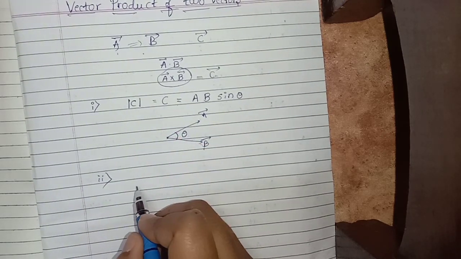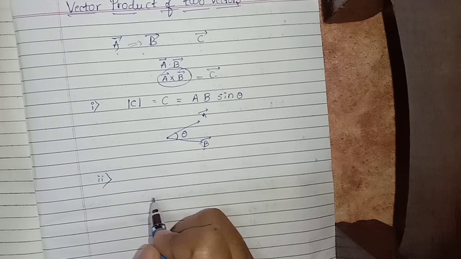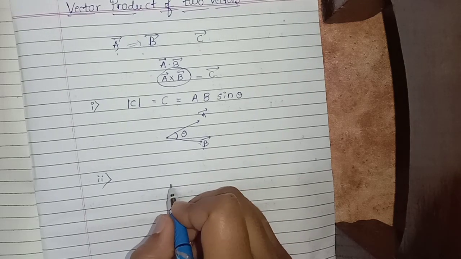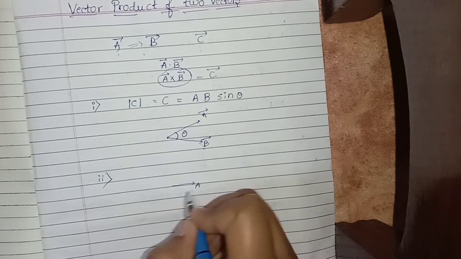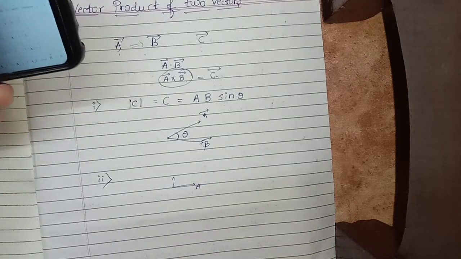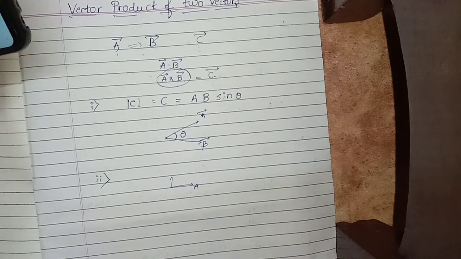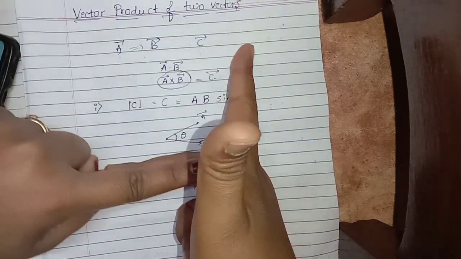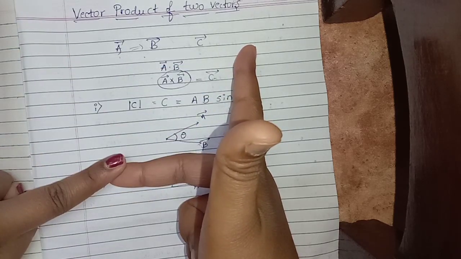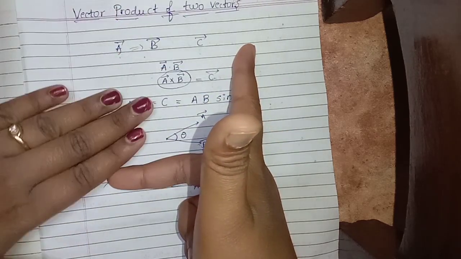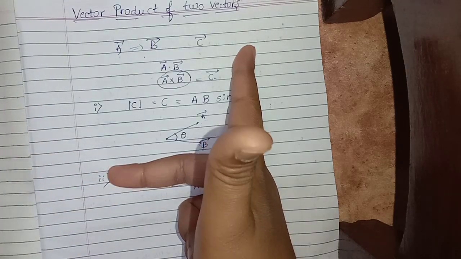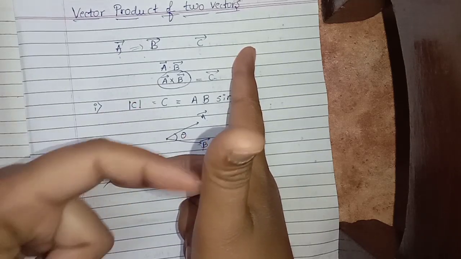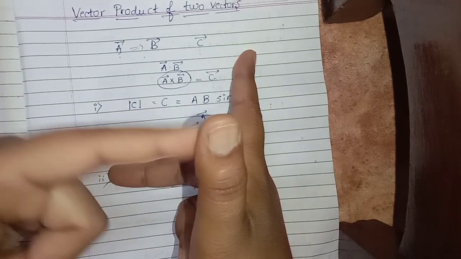The direction of C is perpendicular to the plane containing A and B. Now consider my hand. Okay, this is A and this is B. This A and B are in one plane, meaning the plane of the paper. Then the product of A and B is C. This thumb is vector C.